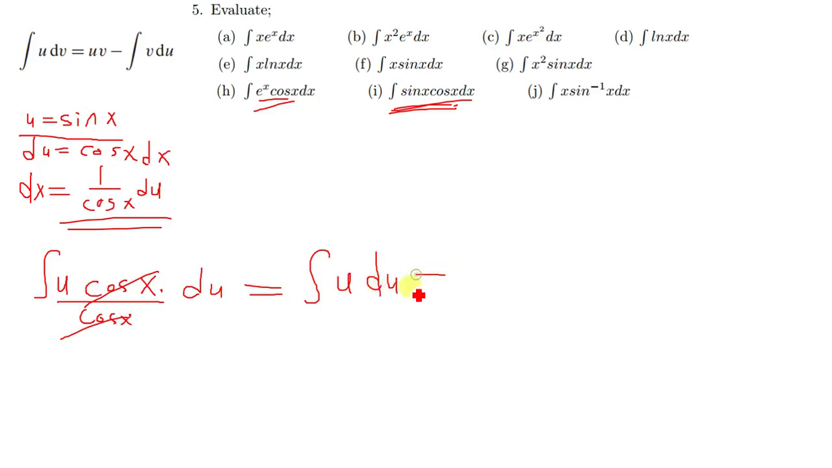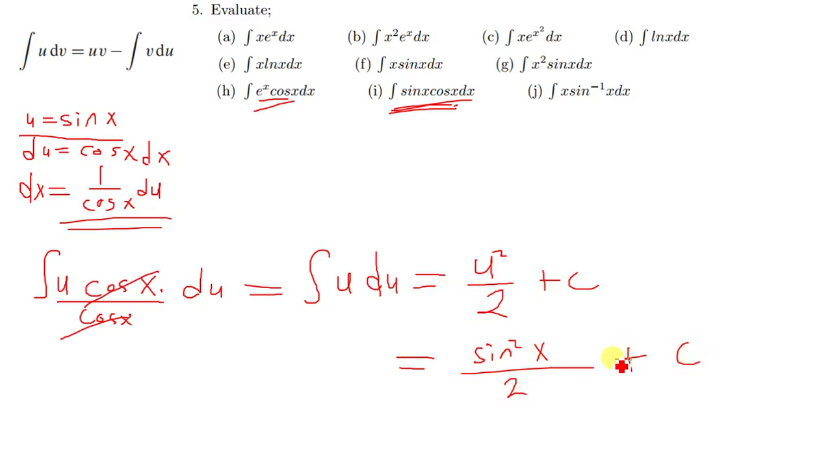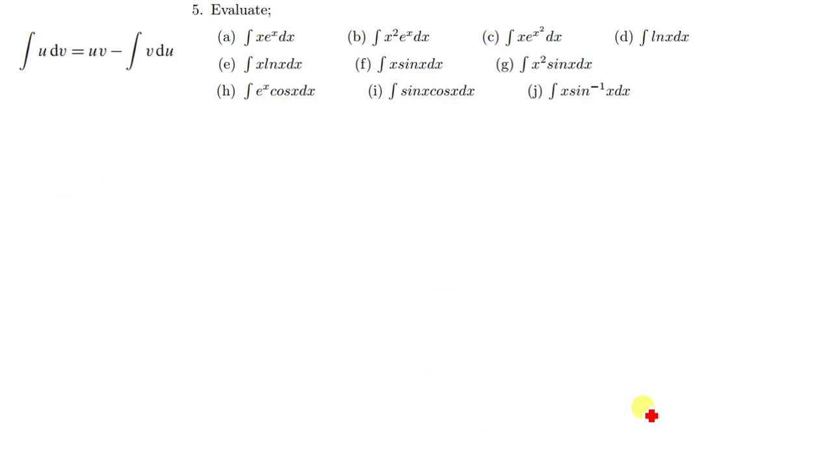When you integrate that, you are going to have u squared over 2 plus c. Then when you replace u with sine x, I'm going to have sine squared x over 2 plus c. So this is the solution for this question as well. It's as simple as that. If you want, you can use integration by parts, you still get the same answer. So let's proceed now to this question.